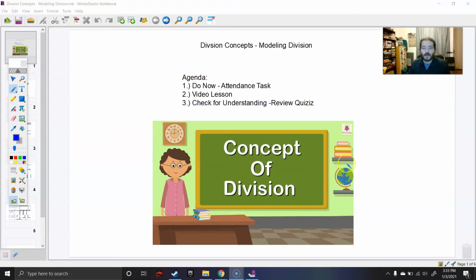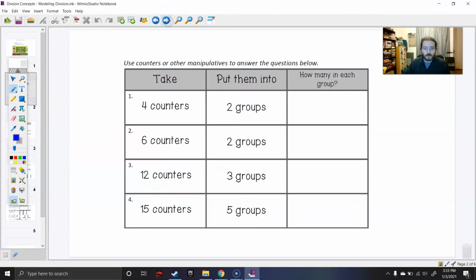So what is division? All right, so we're going to use some manipulatives to see what we need to do. I have 4 counters. I have shish kebab sticks. So I'm going to take 1, 2, 3, 4, and we're going to place them into 2 groups, right? So if I have 4, I'm going to separate them into 2 equal groups.